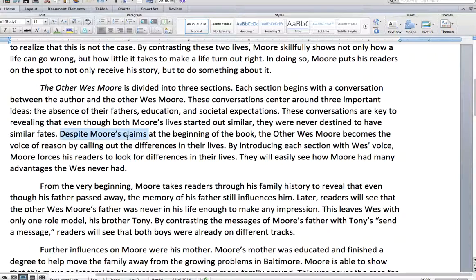Despite Moore's claim at the beginning of the book, the other Wes Moore becomes the voice of reason by calling out their differences in their lives. By introducing each section with Wes's voice, Moore forces his readers to look for differences in their lives. They will easily see how Moore had many advantages that Wes never had. So I'm telling readers what they will get from it. I'm not necessarily weighing any judgment here saying that Moore is a bad writer, because he says one thing and does another thing. I personally think that that's the point of the book.